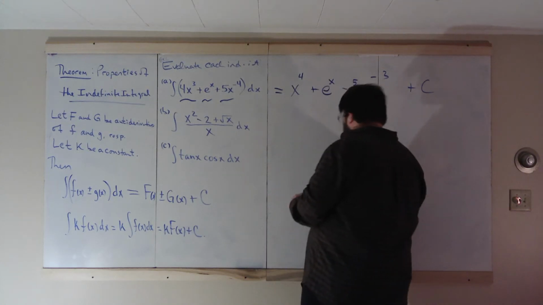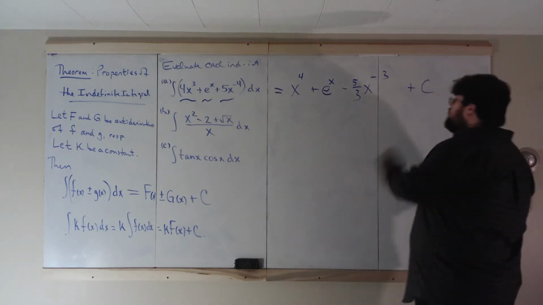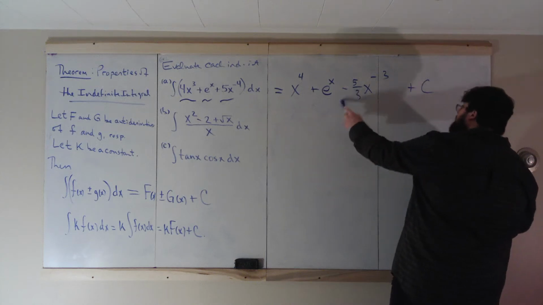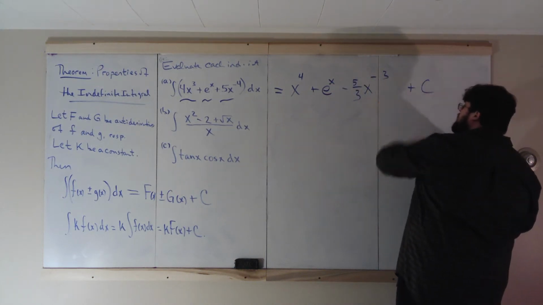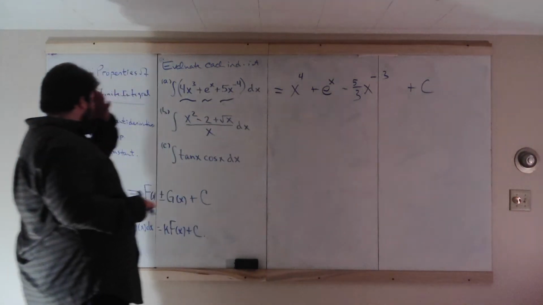And when doing these, the nice thing, if you know your derivatives, is you can check your work. Just go backwards. Take the derivative of this. 4x cubed plus e to the x minus 5/3 times negative 3 becomes a positive 5 x to the negative 4. So that's right. How about this one?